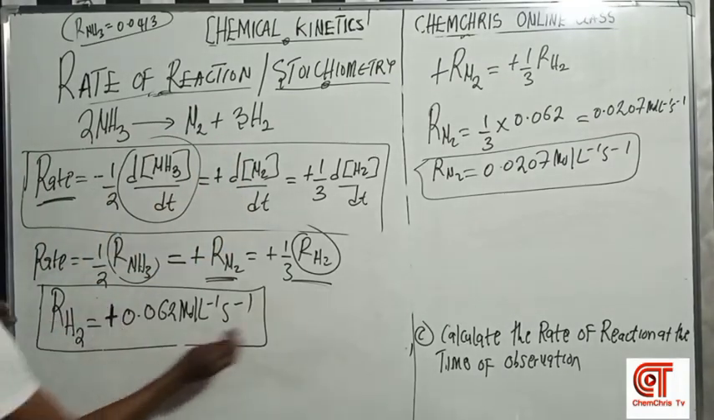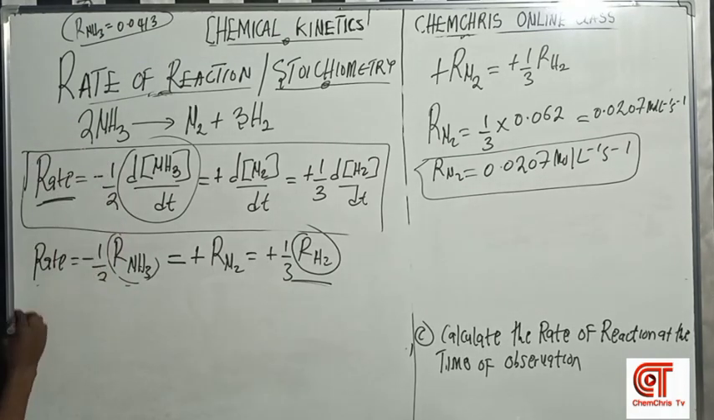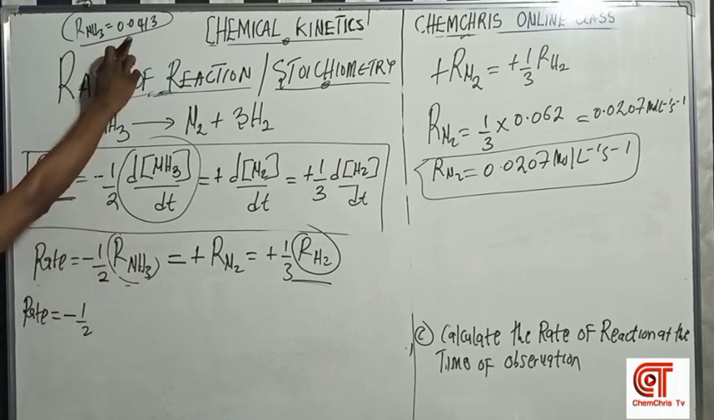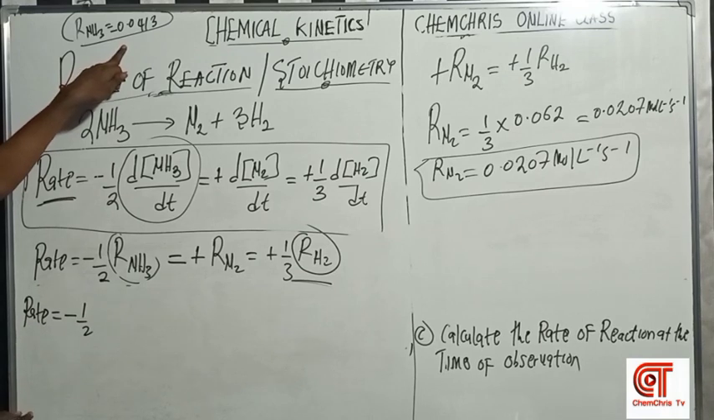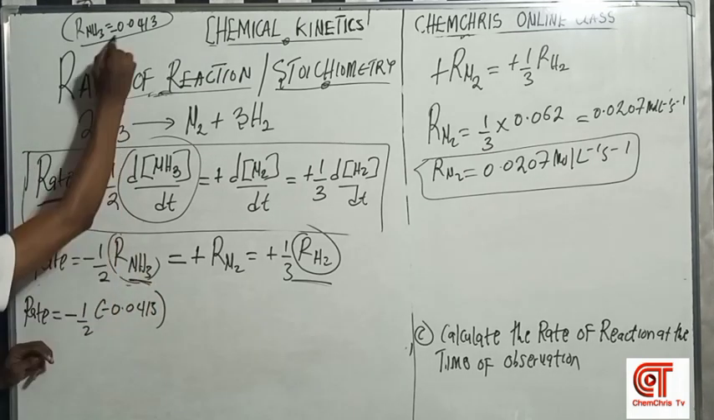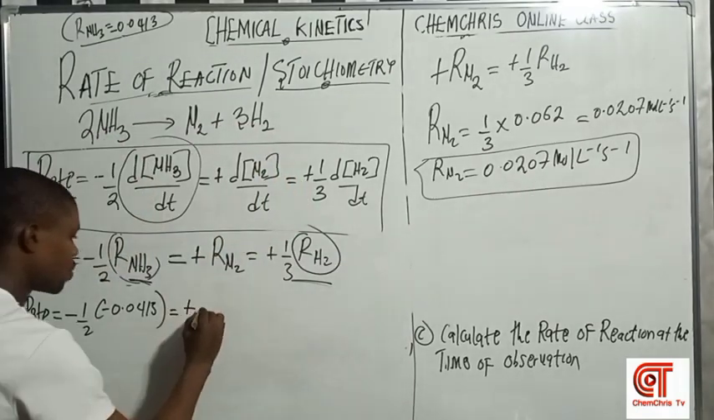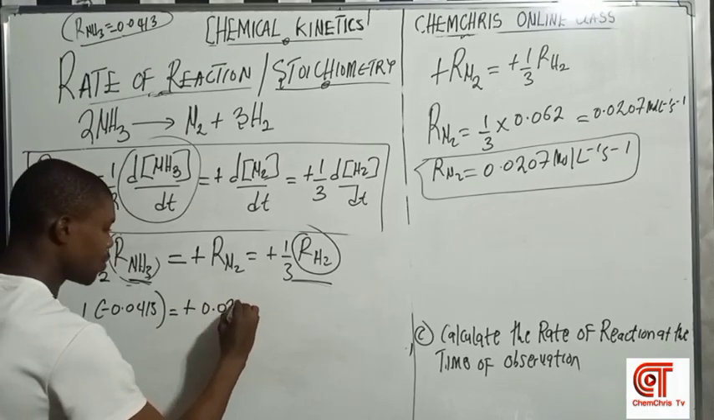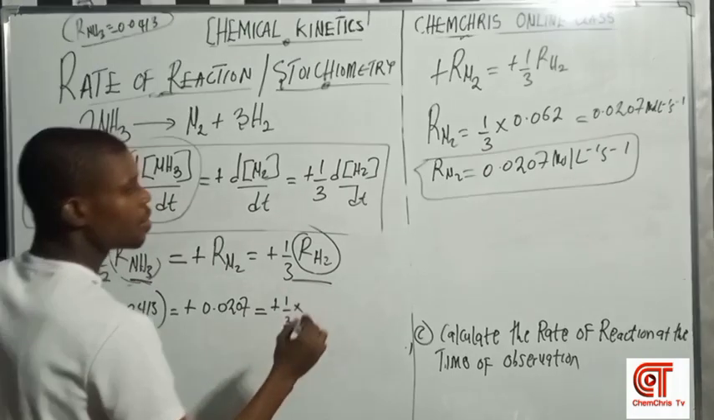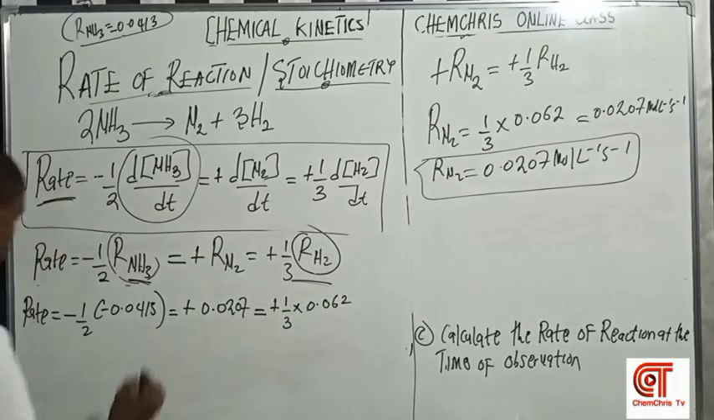So if we input our values here, the rate we are looking for equals minus 1/2, right? Remember this one is here, minus 1/2. What is NH3? It's 0.0413. We're going to use minus because it's decomposed here, so it will be minus 0.0413, right? Do you understand? So now this one equals plus this guy. I want to calculate this guy to be 0.0207. Can you see that? Equal to plus 1/3 times this guy, 0.062. Okay, so let's do our calculation.